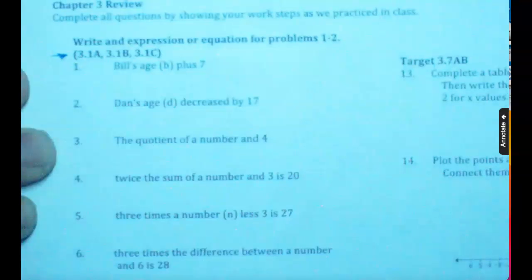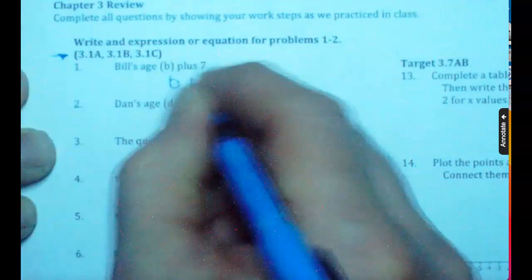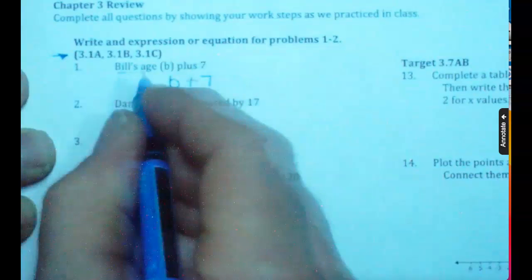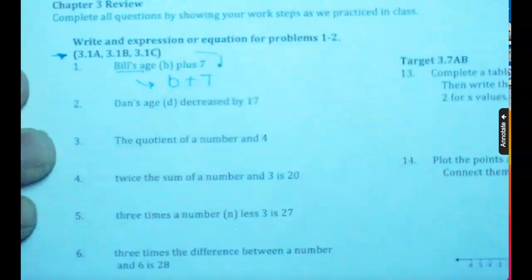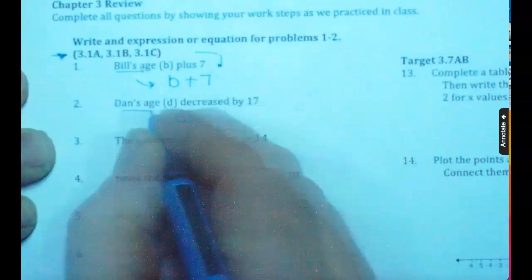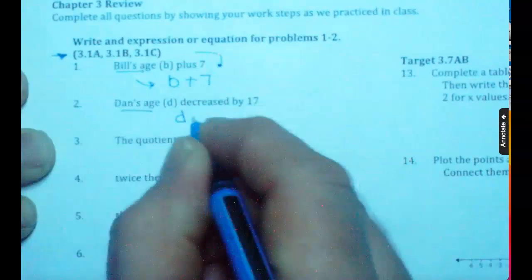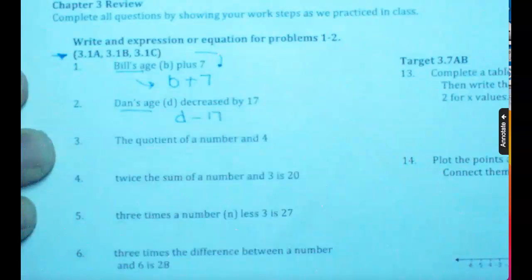So we've got Bill's age, b, plus 7. That's really straightforward. You can see Bill's age is here, and the plus 7 is here. That's what we're looking for. Dan's age, d. Well, here's Dan's age, d. Decreased means subtract by 17. Dan's age decreased by 17.